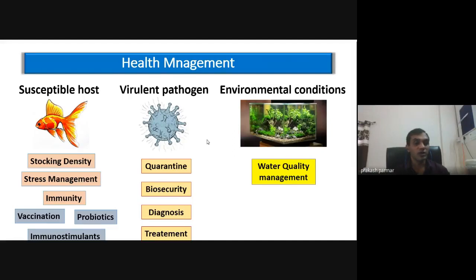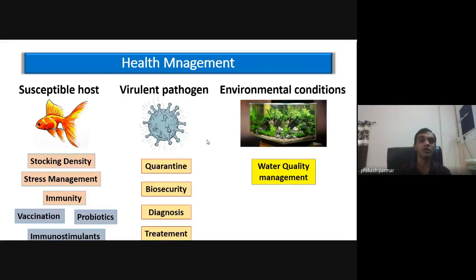Now, the last portion here is health management. In health management, again we have to take care of three important parameters: the host, the pathogens, and the environmental conditions. The disease occurs in the host, which is generally susceptible. So we have to take more care of the susceptible host. What should we do for the host for management of diseases?